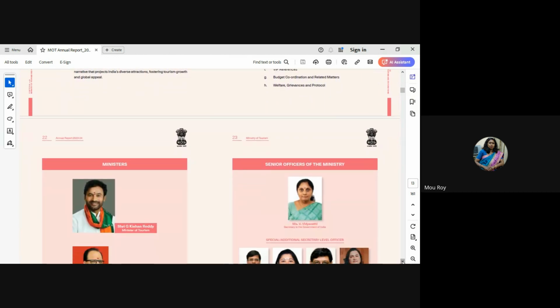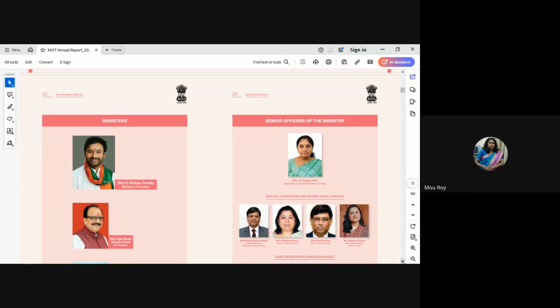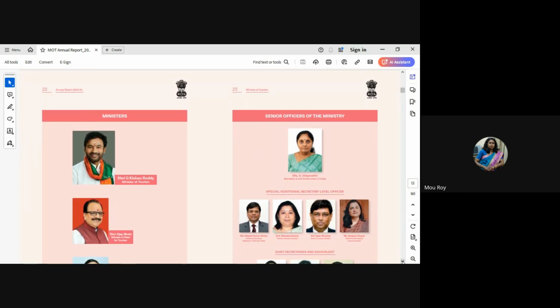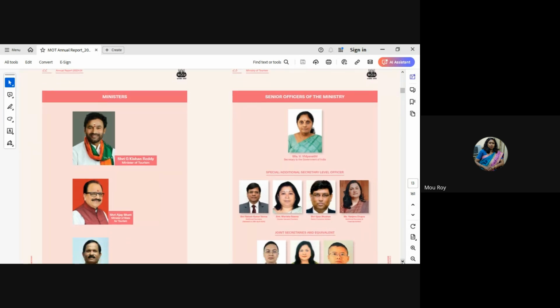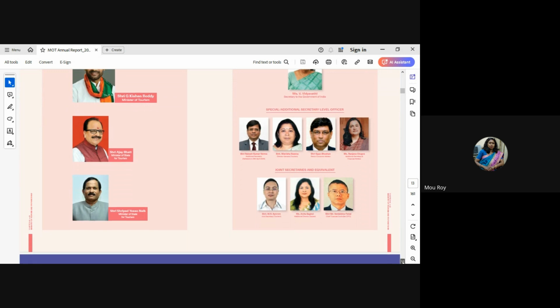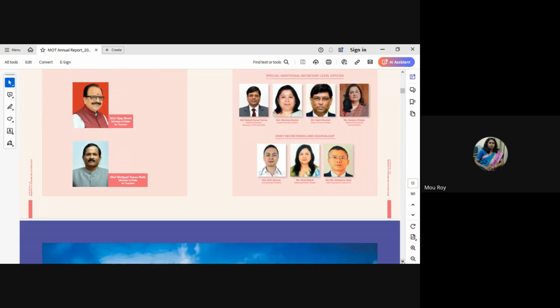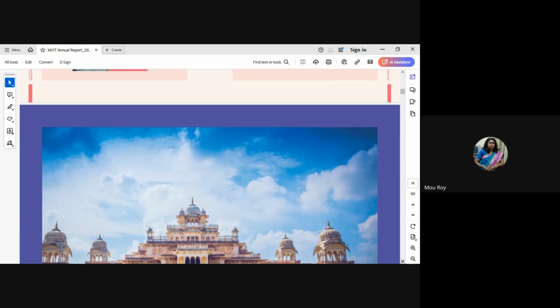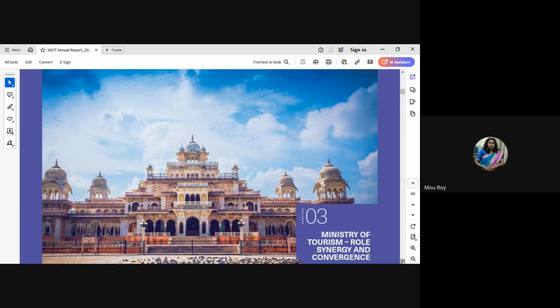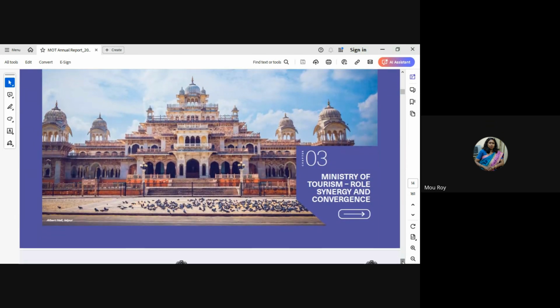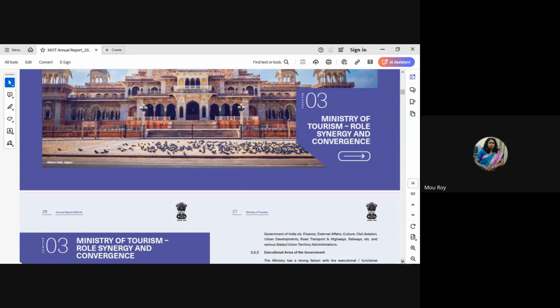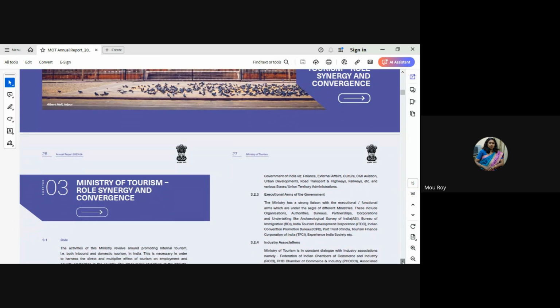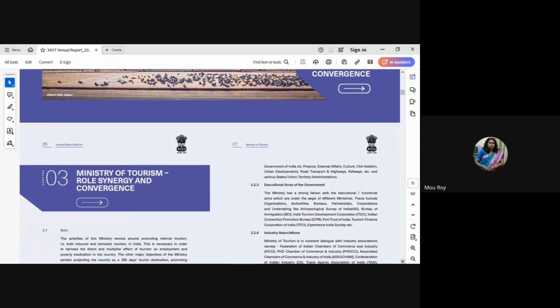This is Shri G. Kishan Reddy, Minister of Tourism, and I think the Minister of State for Tourism is Ajay Bhatt. You can go through this later on. I'll share all this with you. Otherwise, you can easily download it from the Ministry of Tourism website, so you'll have a very clear picture of what the new happenings are. Everything is not mentioned in the books, and this is the new one, 23-24.